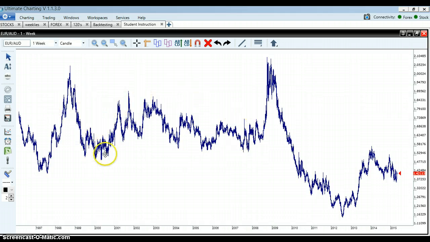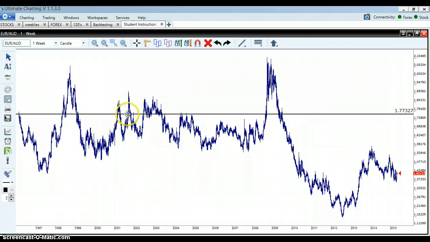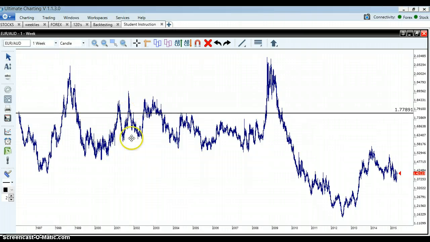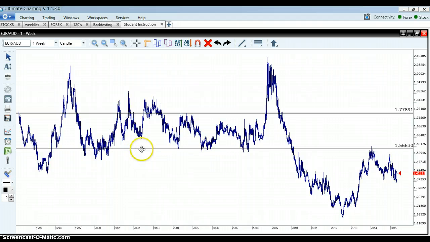was consolidated. Okay, so I've identified these levels of resistance and support. Okay, maybe here. So why these levels? Okay, well, first see how many times the market used this level as resistance or either support.